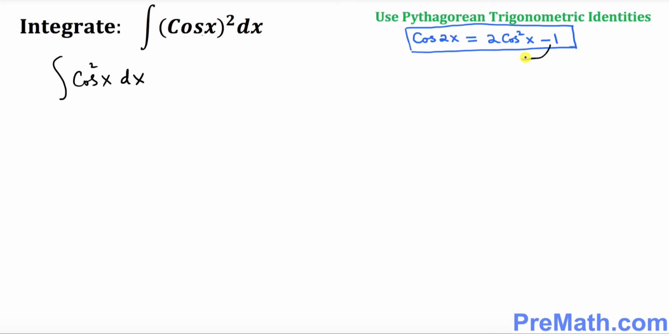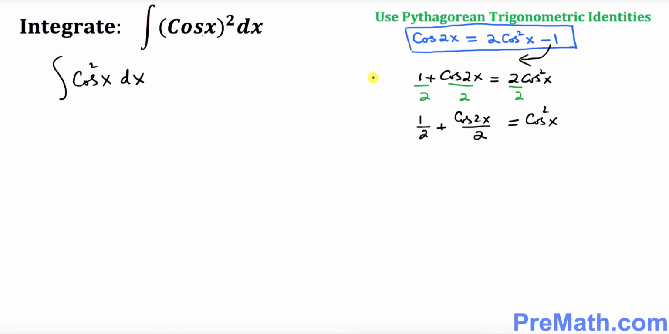I'm going to do this one over here. I want you to move this -1 to the left hand side. So this is going to become simply 1 plus cosine of 2x equals 2 cosine square of x. So far so good. Now I want you to divide by 2 across the board. So what's going to happen then? This becomes 2 and 2 cancels out. We got cosine square of x equals 1 over 2 plus cosine of 2x divided by 2.